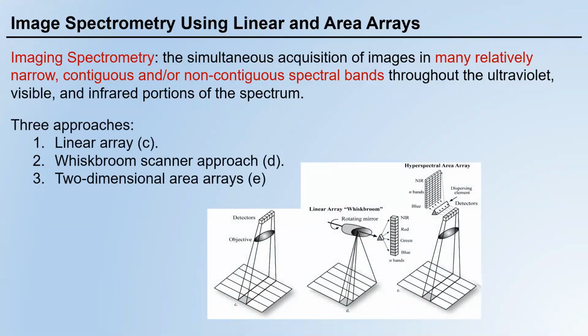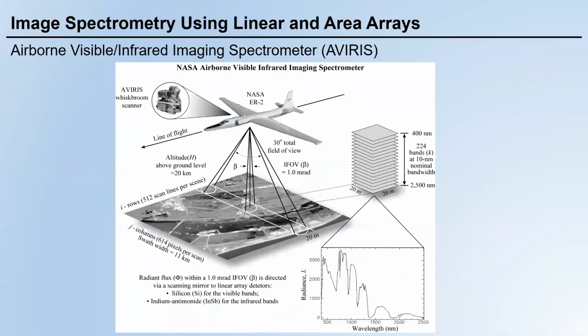And there are three approaches for image spectrometry. You can use a linear array of detectors, or a whisk broom scanner, or two-dimensional area arrays. These methods are very similar to traditional, non-hyperspectral remote sensing. The two famous hyperspectral remote sensors I want to introduce here are AVIRIS and MODIS. AVIRIS is an airborne remote sensor, the Airborne Visible Infrared Imaging Spectrometer. In short, it's called AVIRIS.